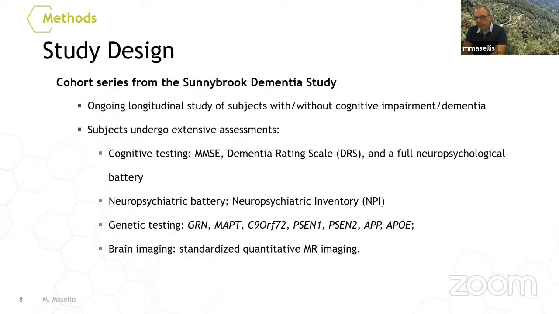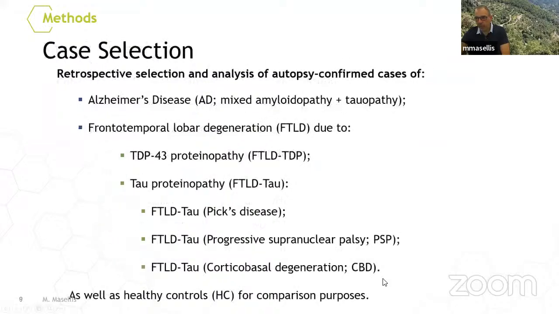Subjects undergo extensive assessments, including cognitive testing, MMSE, the Dementia Rating Scale, and a full neuropsychological battery. Their behaviors were characterized on the Neuropsychiatric Inventory. They were screened for FTD gene mutations, Alzheimer's gene mutations, and polymorphisms. And they had 1.5 Tesla imaging, which was acquired using a standard quantitative MRI protocol.